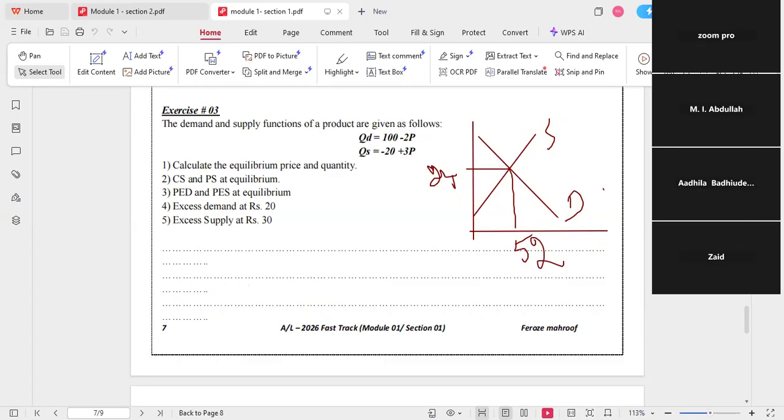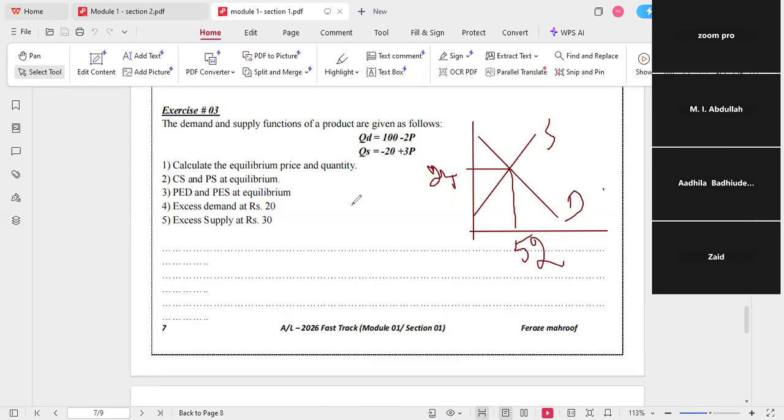Everybody knows that consumer surplus, producer surplus, in market equilibrium, is one of the most important areas. Along with that, elasticity of demand and supply are also important. So when it comes to the consumer surplus, I'm going to discuss it assuming you don't know anything about the consumer surplus. Therefore, everybody please try to catch this.